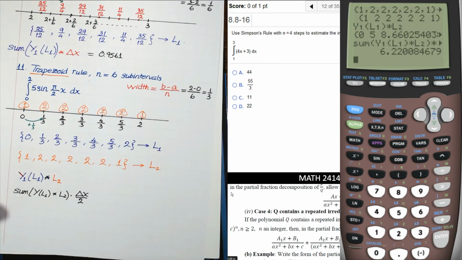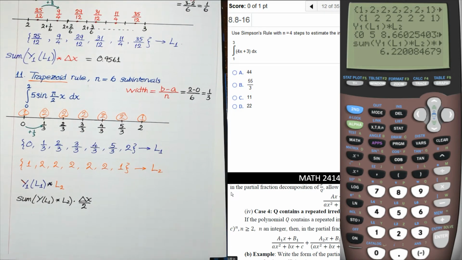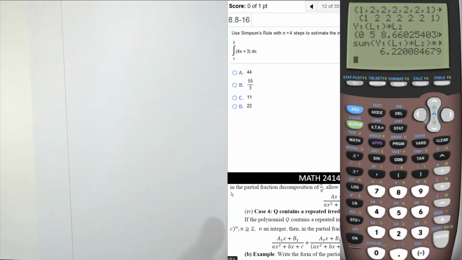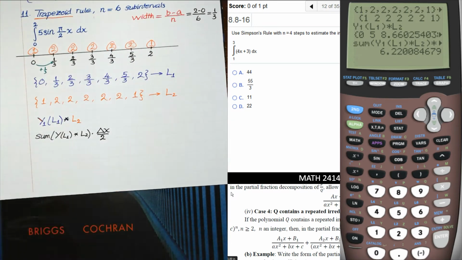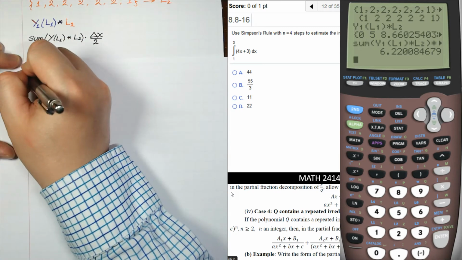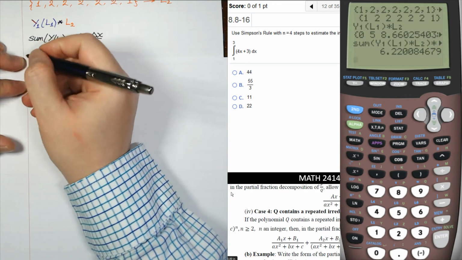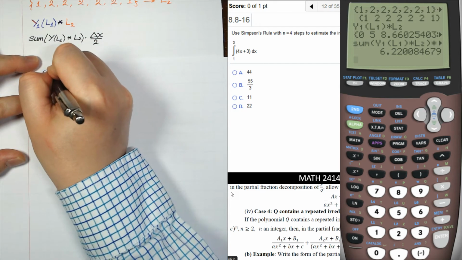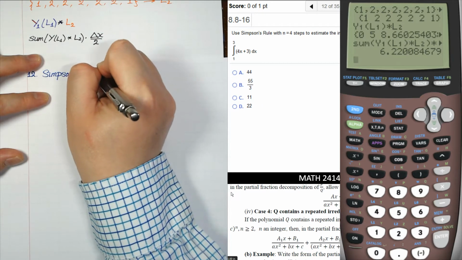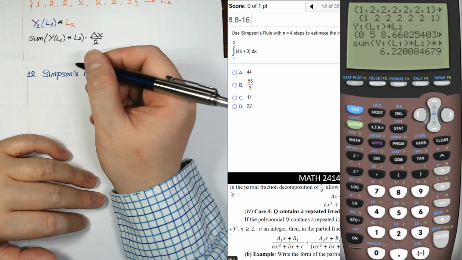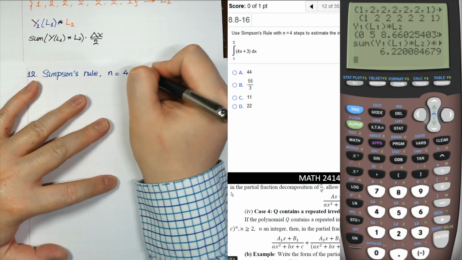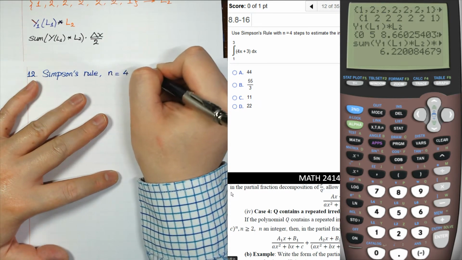Right, so that is the trapezoid rule. The coefficient is that. Next one is Simpson's rule. Simpson's rule using 4 steps, for subinterval.